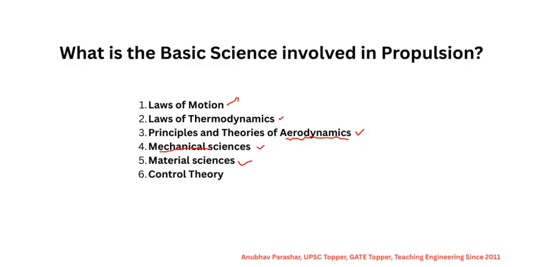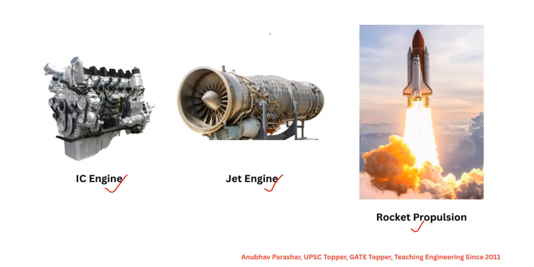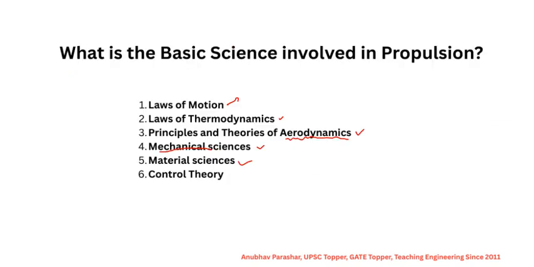Then material sciences is a very important part because we use cutting edge, the most advanced materials in these propulsive devices. Why? Because these devices that you saw in this picture have to withstand very high temperature and very high forces. And that is why we need the best of the best materials. And finally, control theory, which helps us to control these devices. What is the use if we design a device which we can't control?